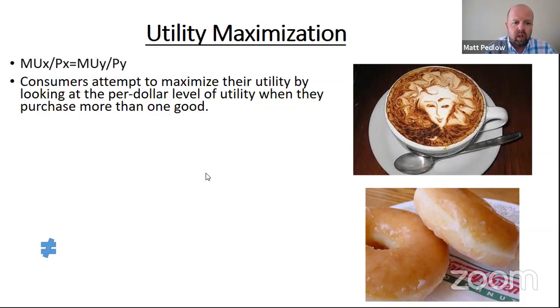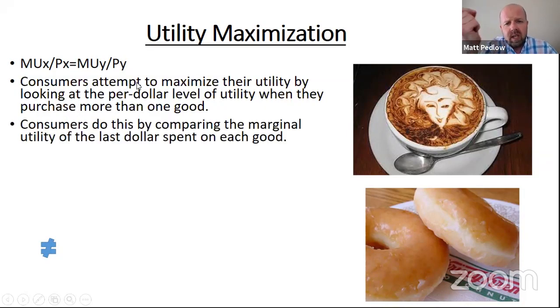So what we're doing is we're looking at this formula up here. So here's what's key on this. And you guys need to understand this. When we talk about marginal, we're talking about each additional. We're always talking about the last dollar spent, right?